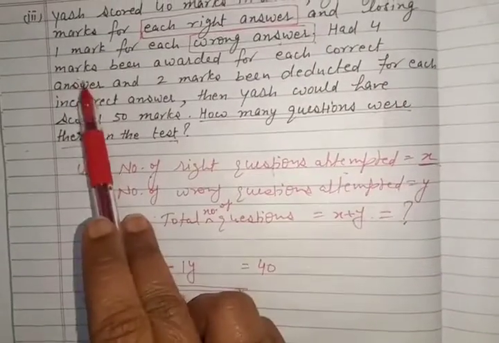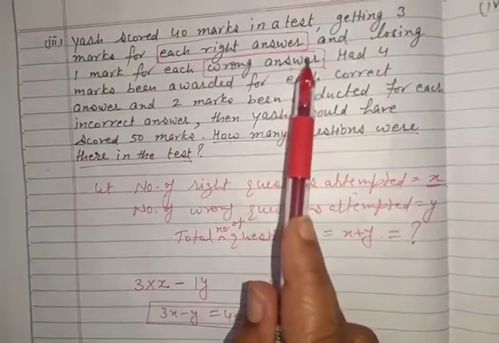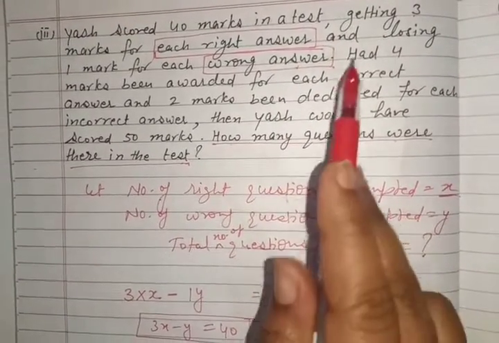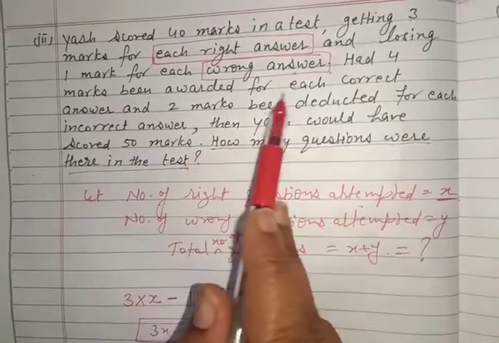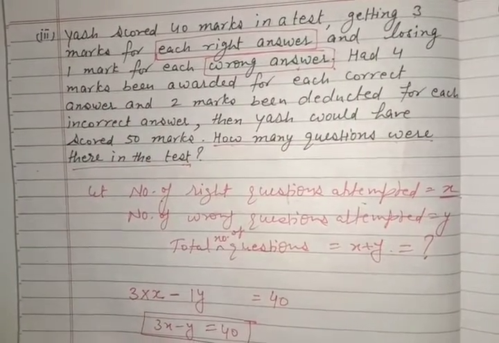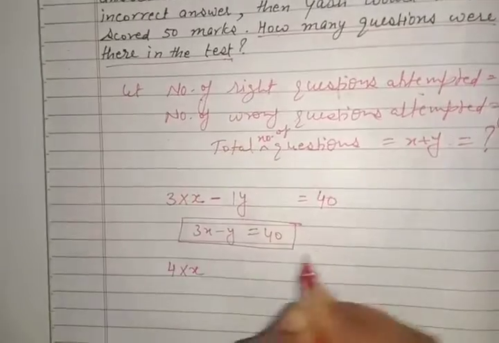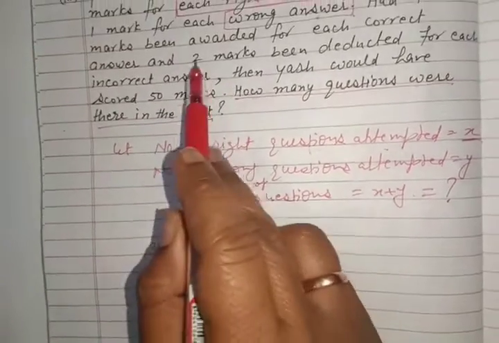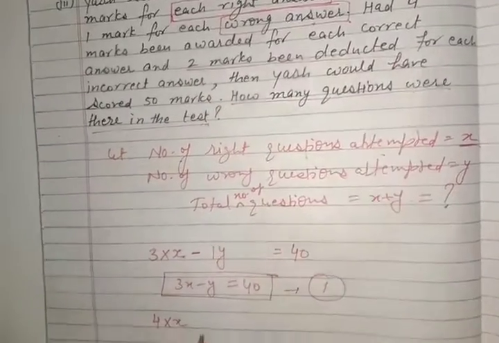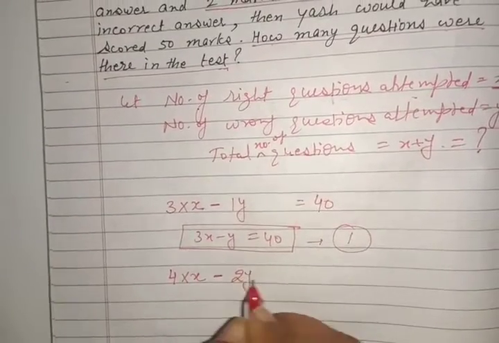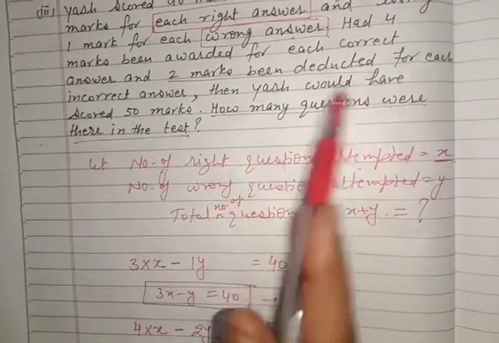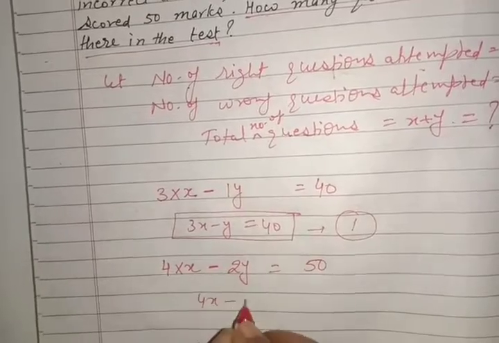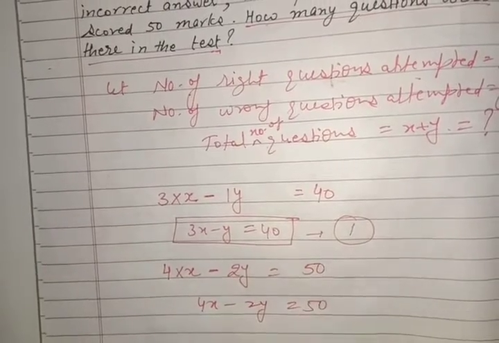Now, had 4 marks first. This is the score of Yash in the first case. Had 4 marks been awarded for each correct answer and 2 been deducted, means minus 2y, then he would have got 50 marks. Final equation is 4x minus 2y is equals to 50.